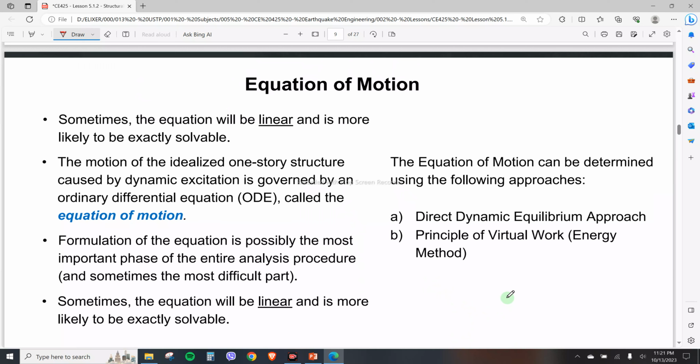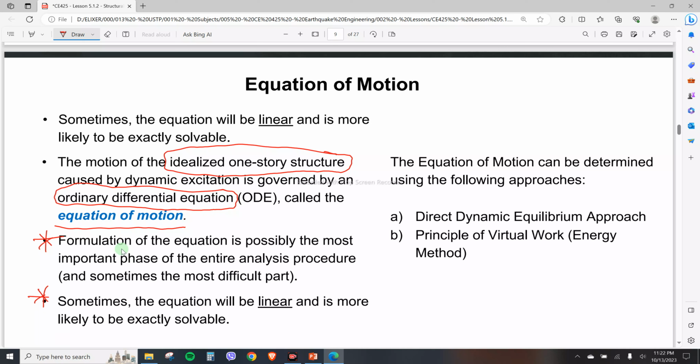The motion of the idealized one-story structure caused by the dynamic excitation is governed by an ordinary differential equation called the equation of motion. So the idealized one-story structure, its motion is described by the equation of motion, and that equation of motion is an ordinary differential equation. Formulation of the equation is possibly the most important phase of the entire analysis procedure and sometimes the most difficult part. Sometimes equations will be linear and more likely to be exactly solvable. Other times, they are more difficult to solve.